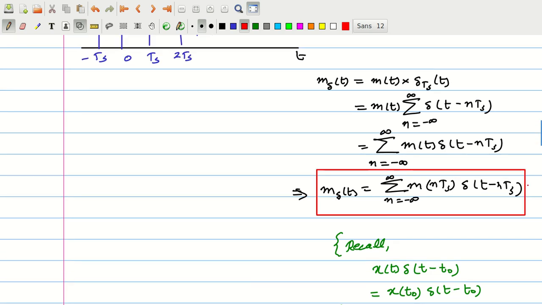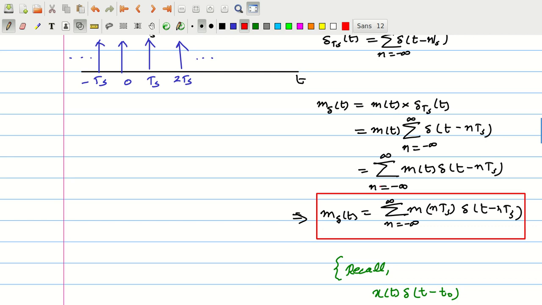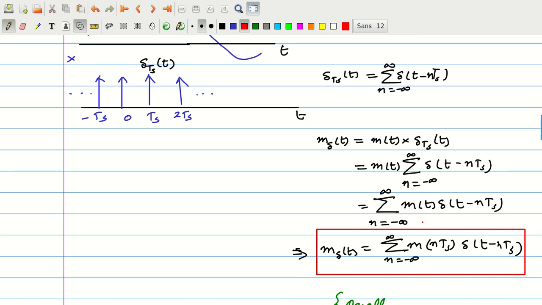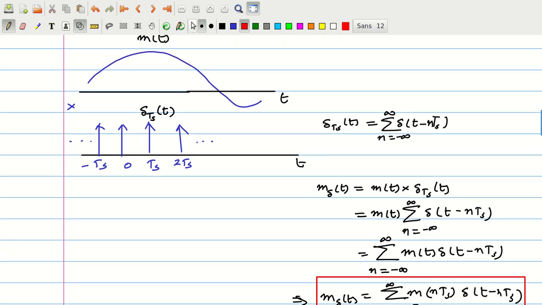What does this signal represent? This signal, as we can see, is the summation of impulses. It is an impulse train, a summation of impulses scaled by m(nTs). So when n is equal to 0, it is scaled by m(0), which is the signal value at t equal to 0. When n is equal to 1, it is m(Ts), which is the signal value at t equal to Ts, and so on. So in effect, we get an impulse train.